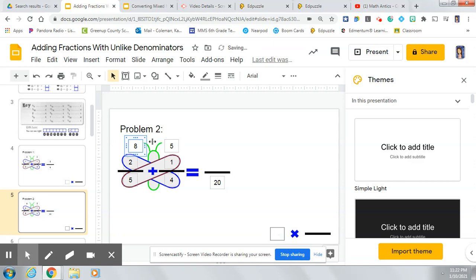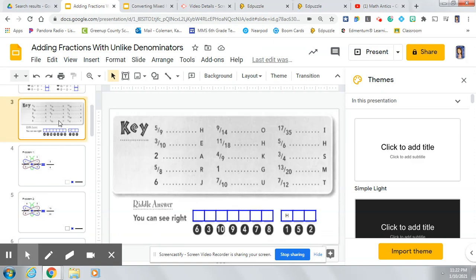I have to add 8 plus 5 to get 13. And 13 is my numerator. So my answer is 13 over 20. That cannot be simplified because 13 is a prime number. You can only divide it by 1 and itself. So I'm going to look for 13 over 20. The answer is M, so 2 is M.